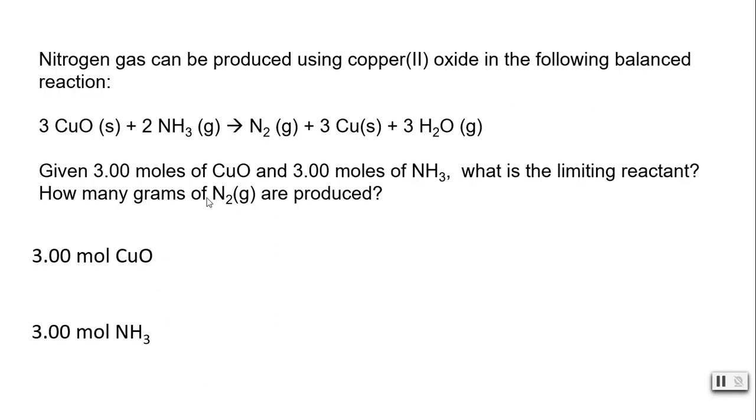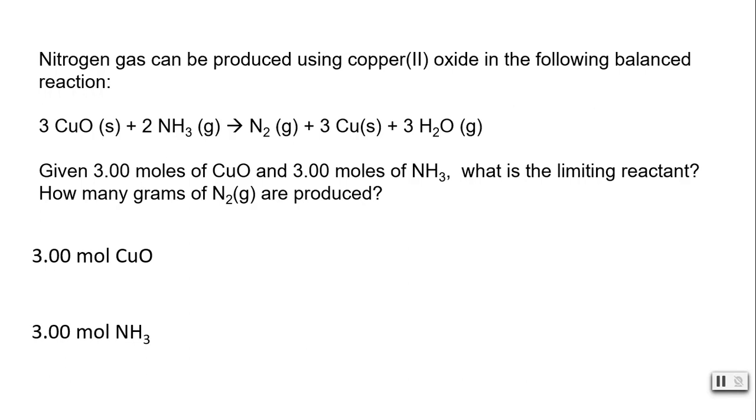Because, first of all, this problem asks how many grams of nitrogen are produced. But we can also use the information from the calculation to determine which molecule is the limiting reactant. When I do a calculation with copper 2 oxide, I determine how much nitrogen gas it produces. And then once I do a similar calculation with NH3, I compare those two numbers, and whichever reactant gives me the smallest amount of nitrogen gas is going to be my limiting reactant. So let's go ahead and do that.